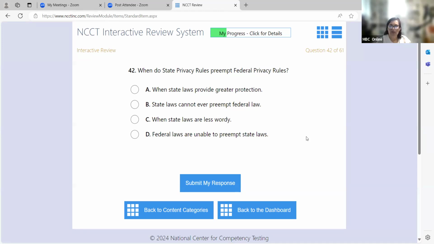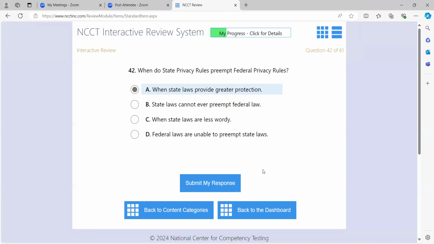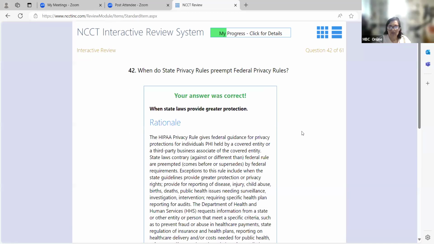So think about it. When would a state law be better than a federal? Looking at these. A, when it provides greater protection? We have A. Any other guesses? And that's correct. Anytime a state law provides greater protection, that's going to take the place of a federal.